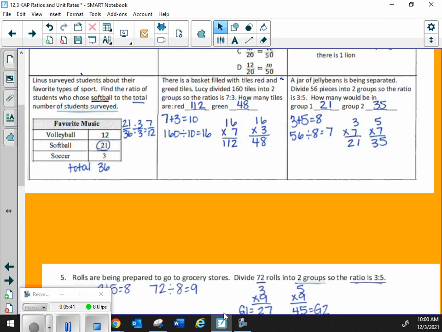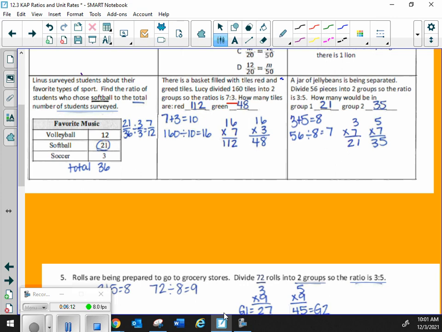So again, there's a basket with tiles, and there's 160 of them in that basket. But when I separate them into red and green, there's supposed to be a ratio of 7 to 3. So the ratio of red to green was 7 to 3. I need to figure out how many actual ones there are, because if I only have 7 and 3, that doesn't give me 160. So this ratio right here, 7 to 3, is that a part to part or a part to whole ratio? A what?